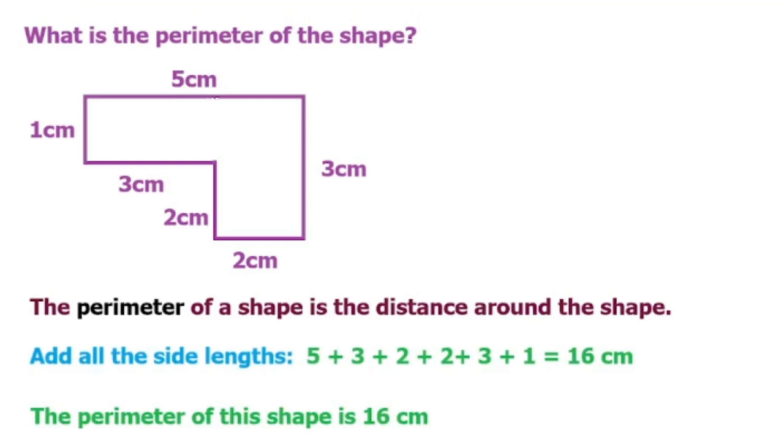So how you would do that is you would add all the side lengths together. So 5 plus 3 plus 2 plus 2 plus 3 plus 1, because these are the amounts that you walked around. And the total of that is 16 centimeters. So the perimeter of this shape is 16 centimeters.